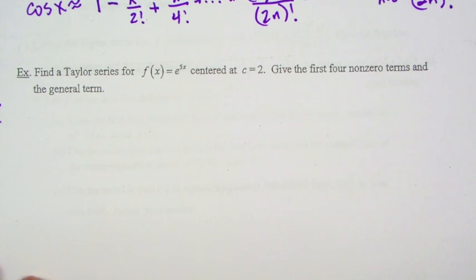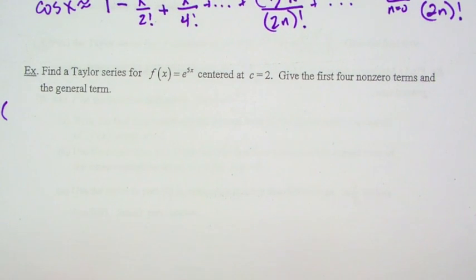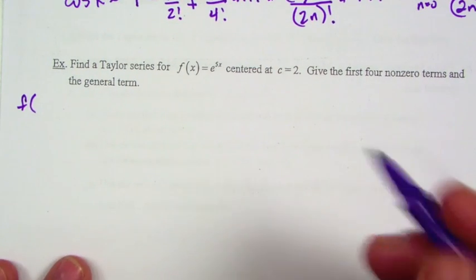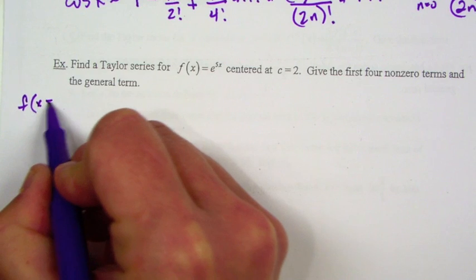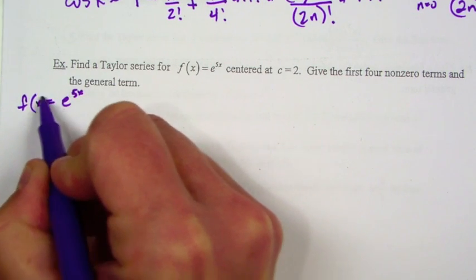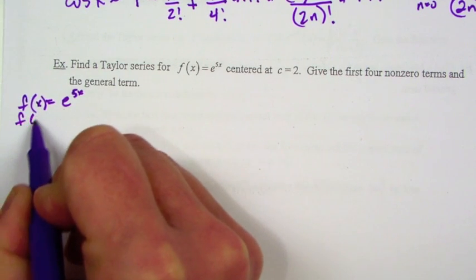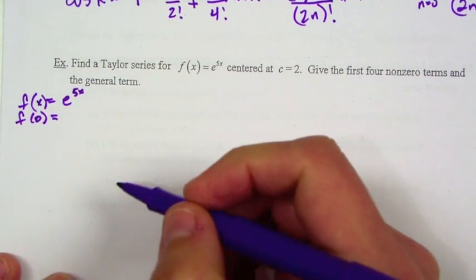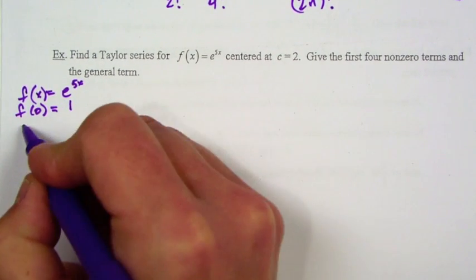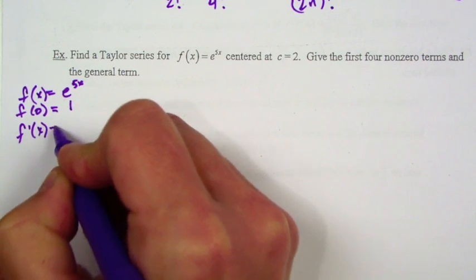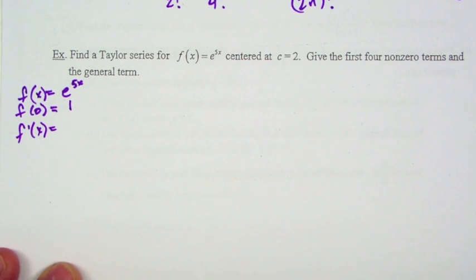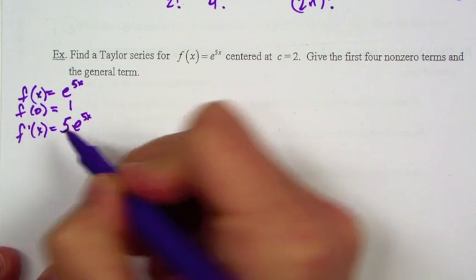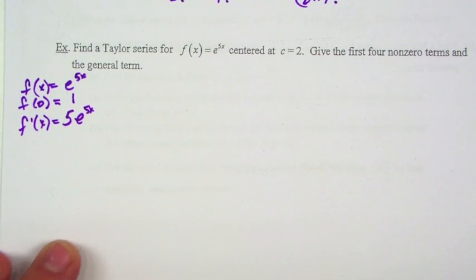The third, right? Okay, so f of x is e to the 5x, right? So f of 0 is 1. F prime of x is what? E to the 5x times 5.